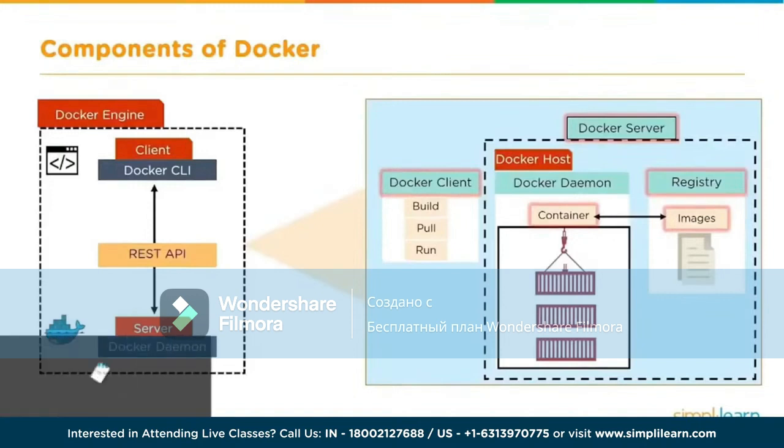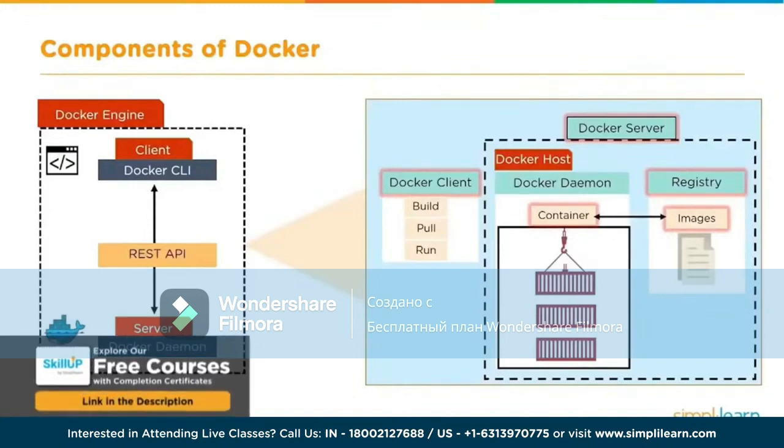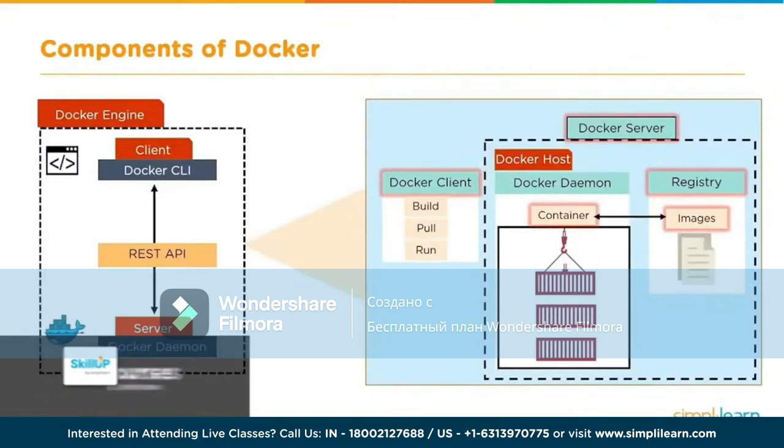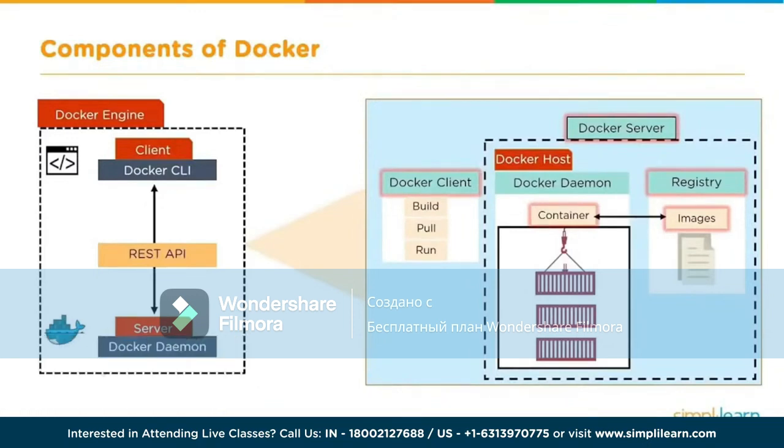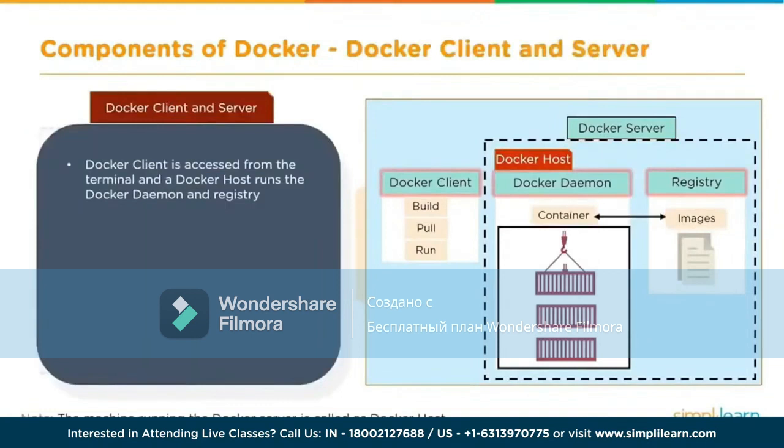And then we have the REST API in between. Now, if we start digging into that REST API, particularly the relationship with the Docker daemon on the server, we actually have other elements that form the different components of the Docker ecosystem. So the Docker client is accessed from your terminal window. If you are using Windows, it's going to be PowerShell. On Mac, it's going to be your terminal window. And it allows you to run the Docker daemon and the registry service.